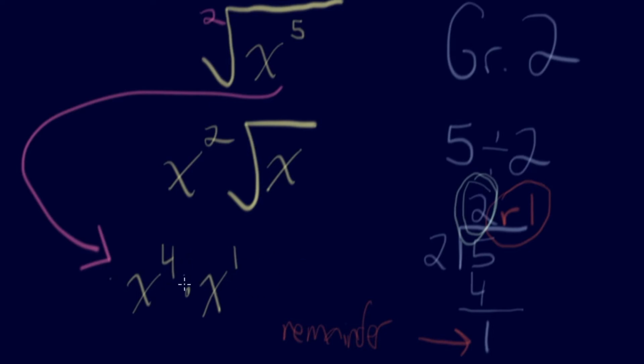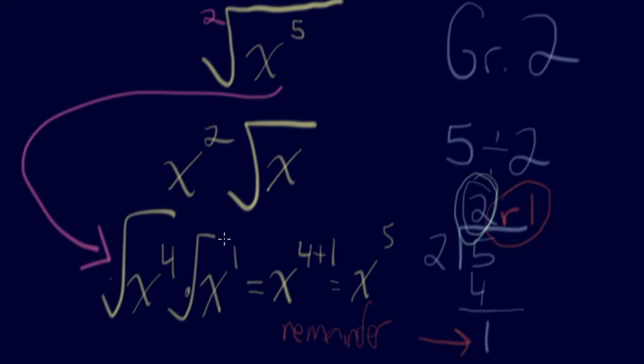And remember that x to the 4th times x to the 1st is not 4 times 1. Remember, we add the exponents when we multiply. So that is x to the 5th. So when this happens and you take the square root of x to the 4th, the square root of x to the 4th is x squared. And you still have this here, so it's still just root x. You can't take the square root of that one. So that's the math version of it. You have the grade 2 version of it. Whatever works for you. But you need to know that idea for us.